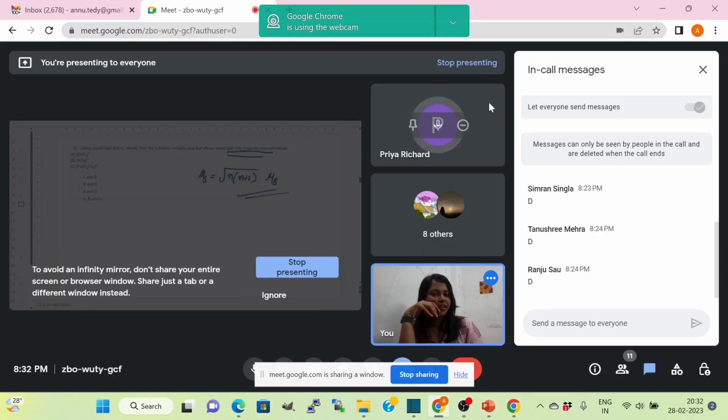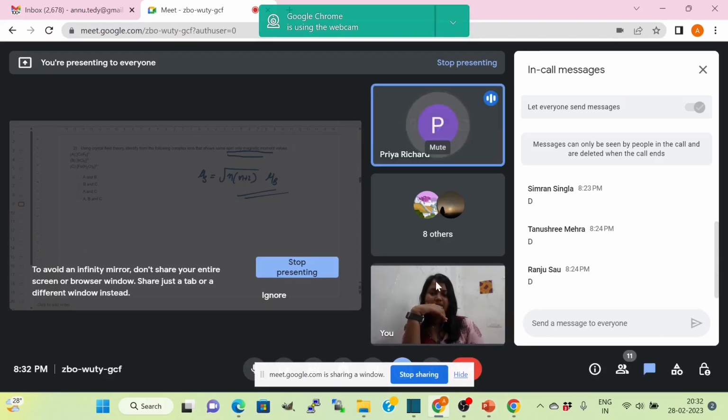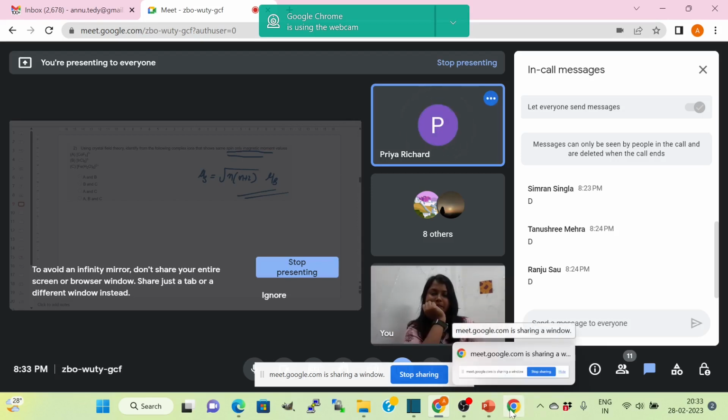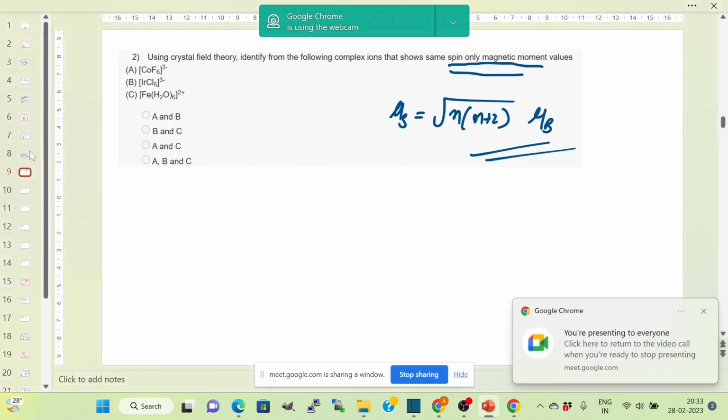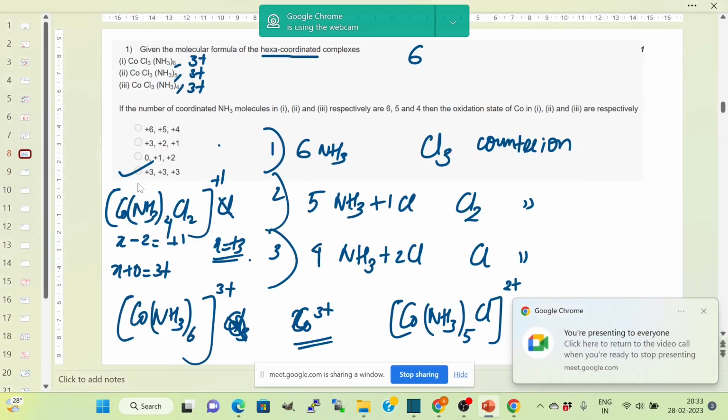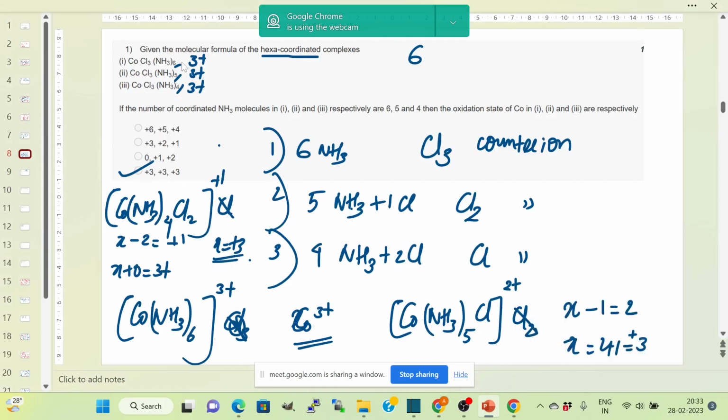Do you have any doubts? I think someone is speaking. Excuse me, ma'am. For the former one, which one is the right answer? Examine the former one, the coordination complex. For the first one, option D is the right answer. Plus 3, plus 3, plus 3. Each is plus 3. Should I explain again? No, no, ma'am. I don't want that. Option D is the right answer. Thank you, ma'am.